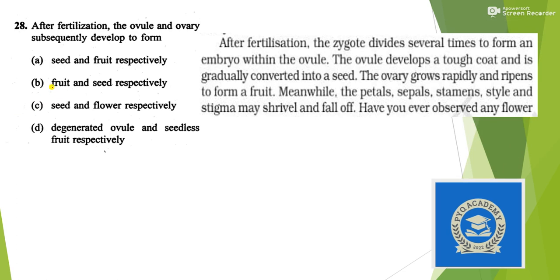Next, after fertilization, the ovule and ovary subsequently develop to form. So here you can see the ovule develops a tough coat and it is gradually converted into seed. The ovary grows rapidly and ripens into fruit. So ovule is seed and ovary is fruit. So answer is option A.